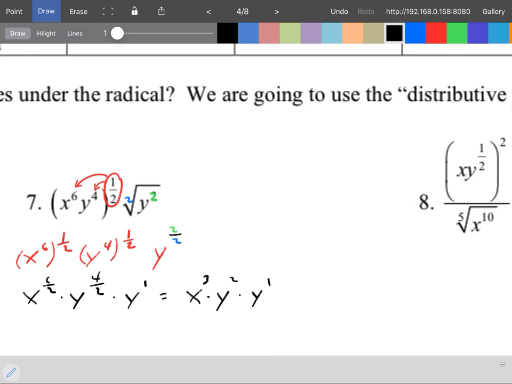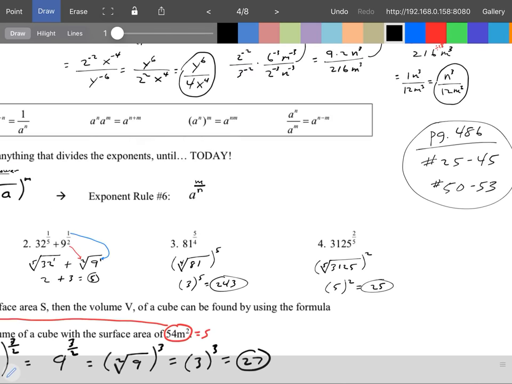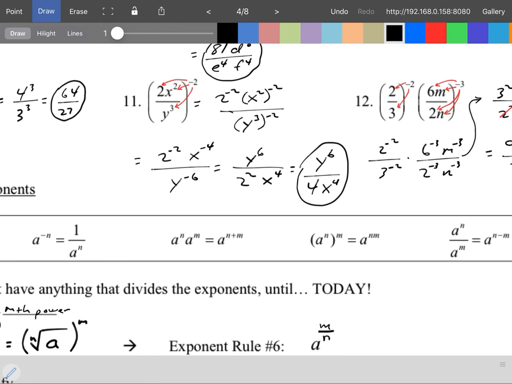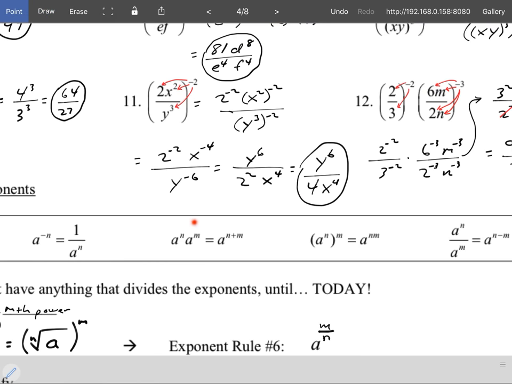Well, now you're going to multiply like bases right here. You have y to the 2nd times y to the 1st. And that takes you back to this rule right here. This was out of 7-2. So if you're multiplying with the same base, you add the 2 powers. So the exponent will be n plus m.